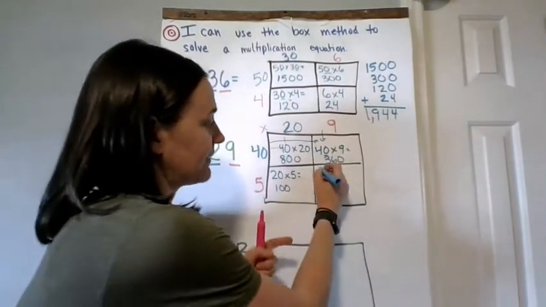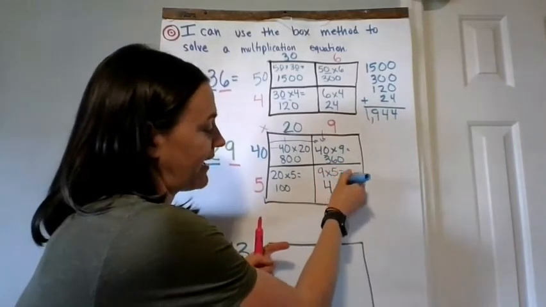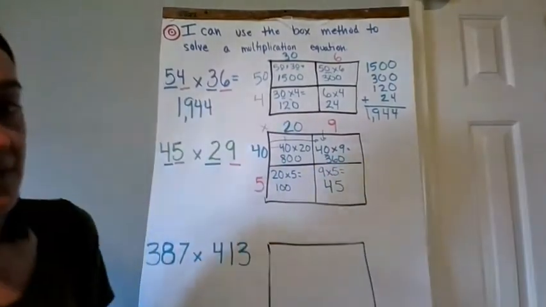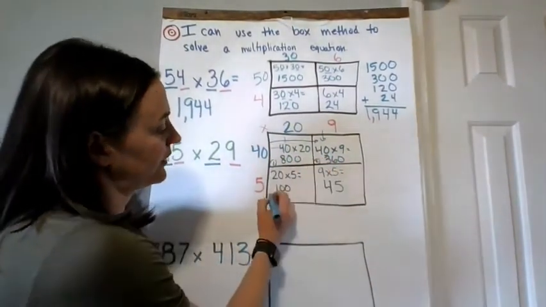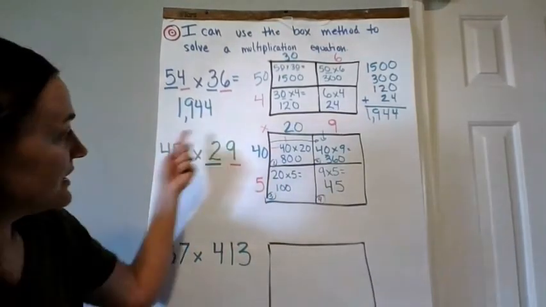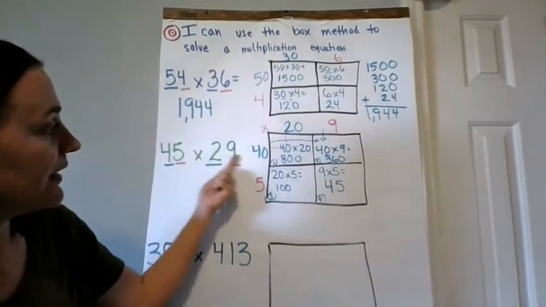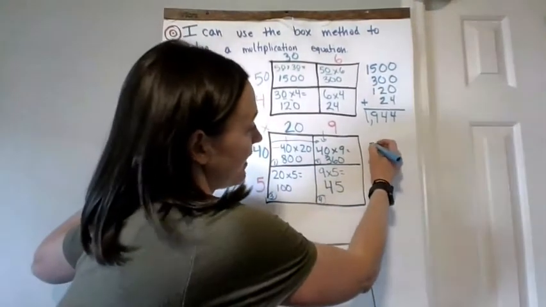And then 9 times 5 is 45. I can see that I did 1, 2, 3, 4 different multiplication equations to solve this problem. There are 4 numbers in those factors, so it took 4 equations to solve.